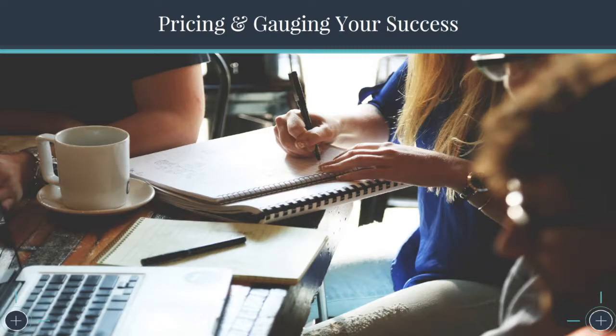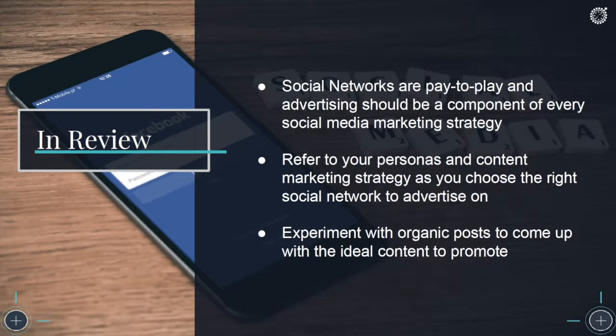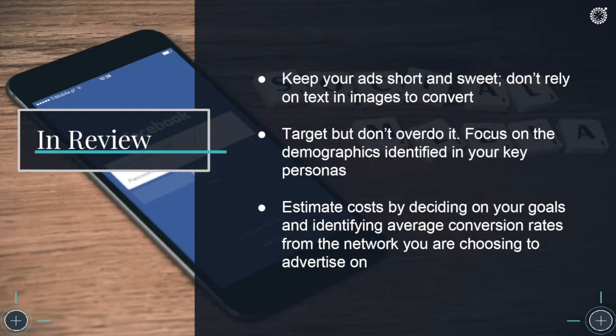Yeah, and make sure, when you're making that decision about pricing, that it is going to be second to choosing the right social network to advertise on. So if you figured out that your audience is on LinkedIn and that's the best place to find them, then the higher cost per click might actually be worth it for you. Social networks are pay to play, and advertising should be a component of every social media marketing strategy. And again, refer to your personas and content marketing strategy when you're choosing the right social network to advertise on. Also, experiment with organic posts to come up with an ideal content to promote.